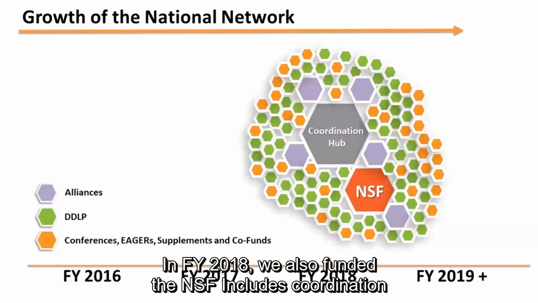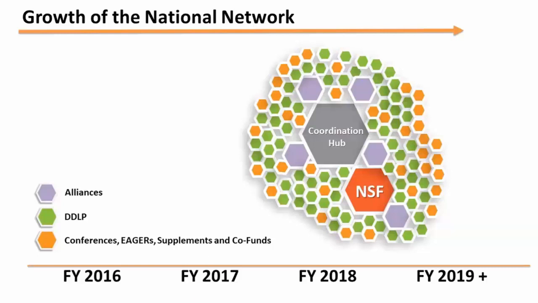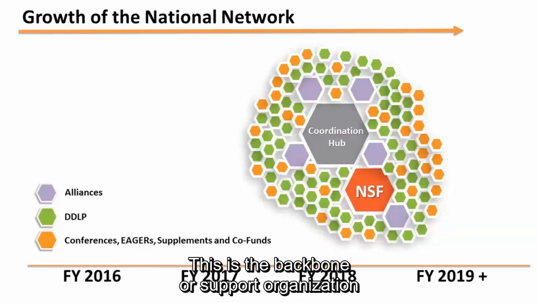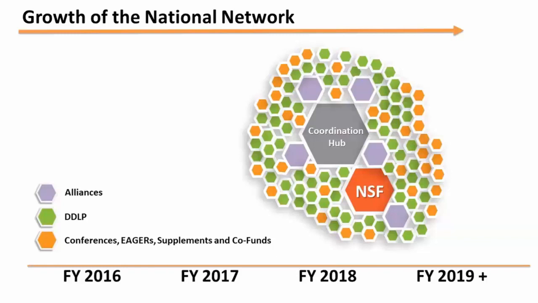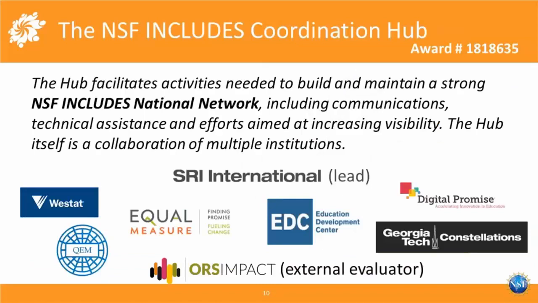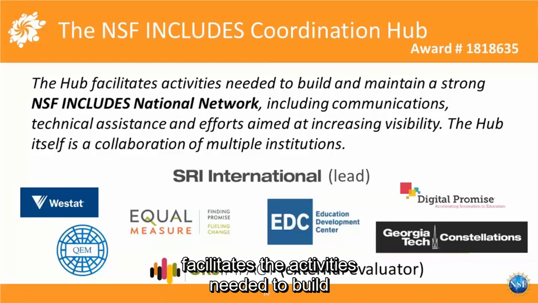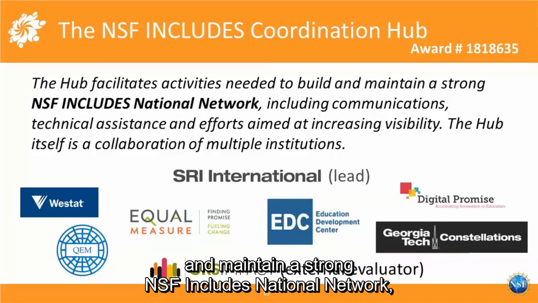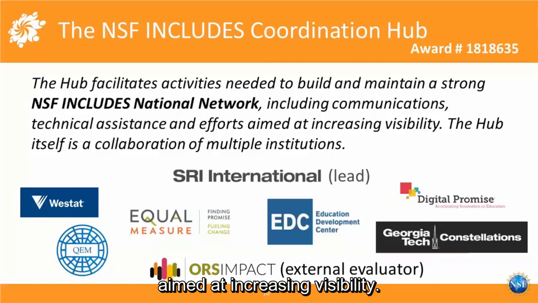In FY 2018, we also funded the NSF INCLUDES Coordination Hub, represented here by the gray hexagon. This is the backbone or support organization for the entire NSF INCLUDES national network. The NSF INCLUDES Coordination Hub facilitates the activities needed to build and maintain a strong NSF INCLUDES national network, including communications, technical assistance, and efforts aimed at increasing visibility.